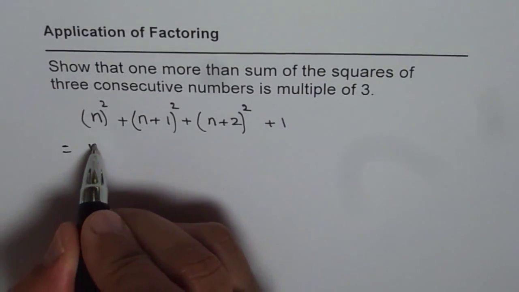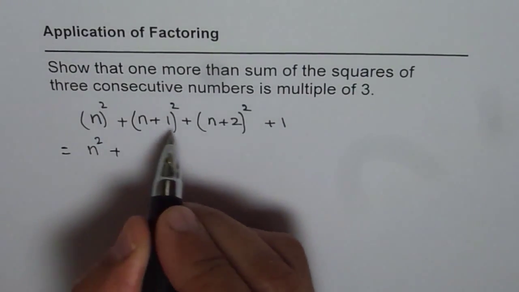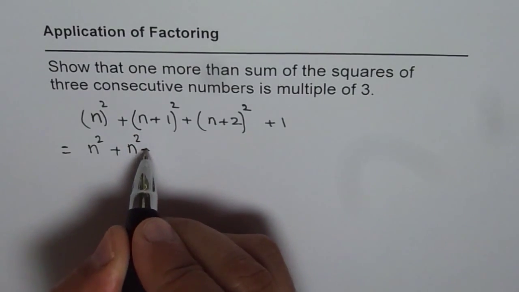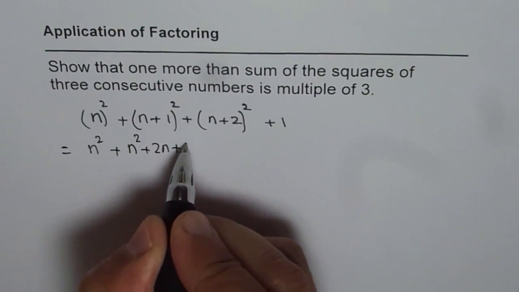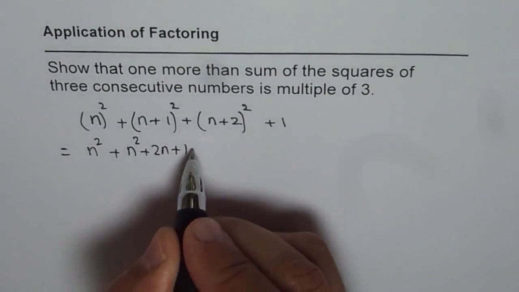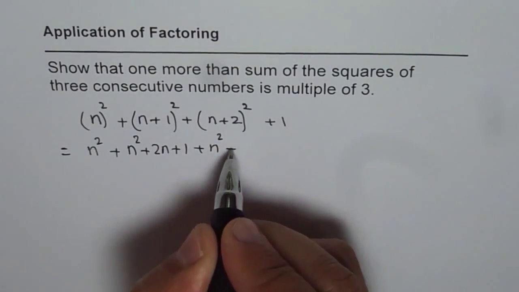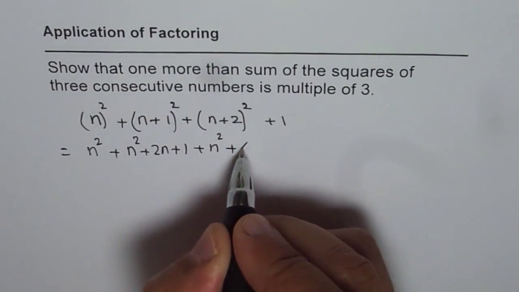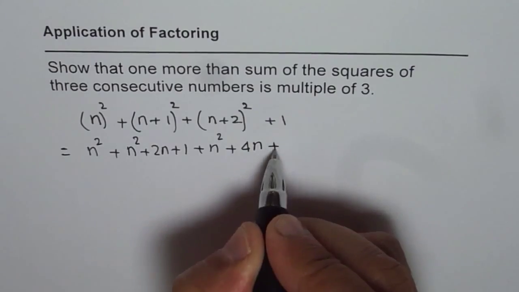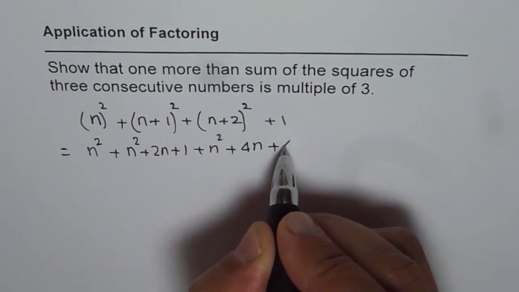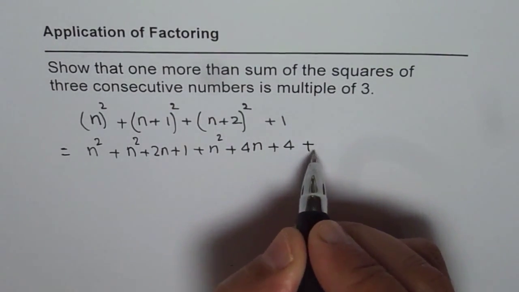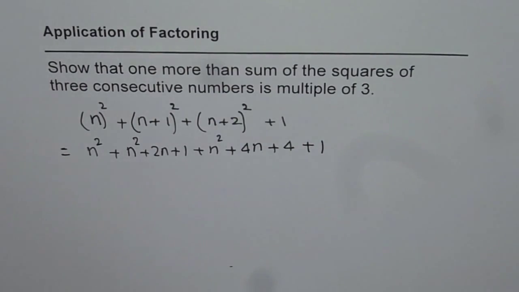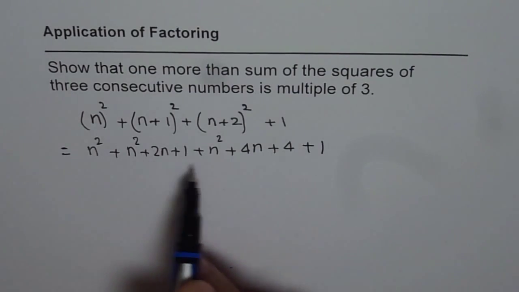So we get n square from the first term. n plus 1 whole square is n square plus 2n plus 1, and n plus 2 whole square is n square plus 2 times ab, which is 4n, plus 2 square, which is 4, plus 1. So this is what we get. I hope you remember the a plus b whole square formula, right? Which we have applied here.